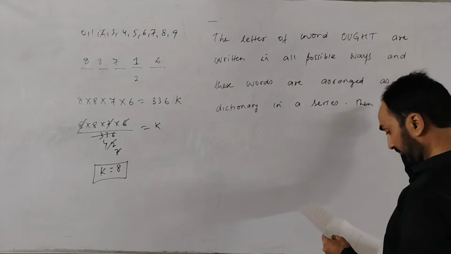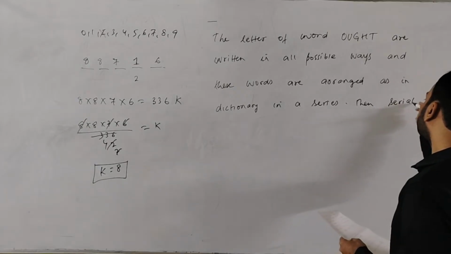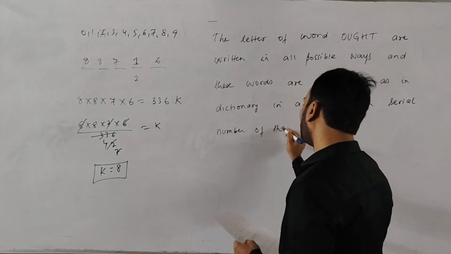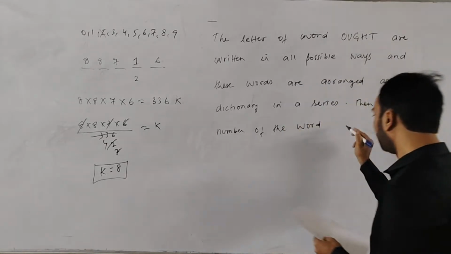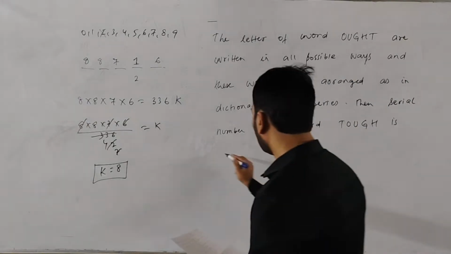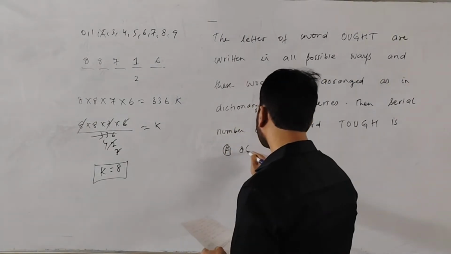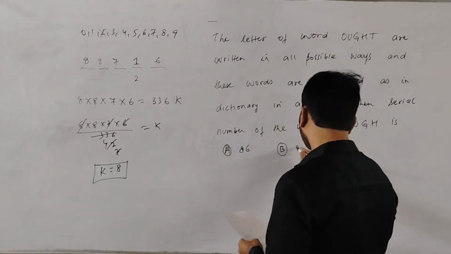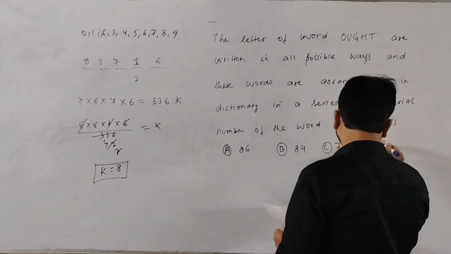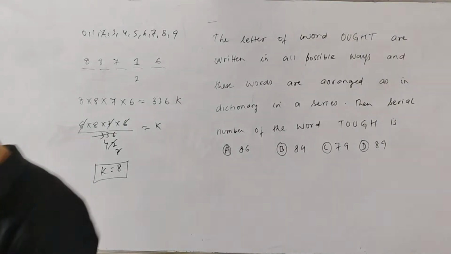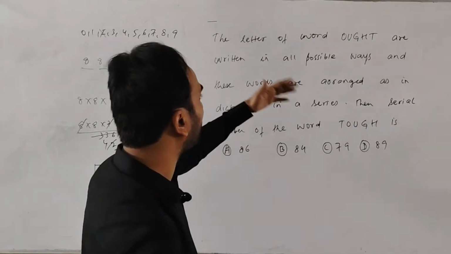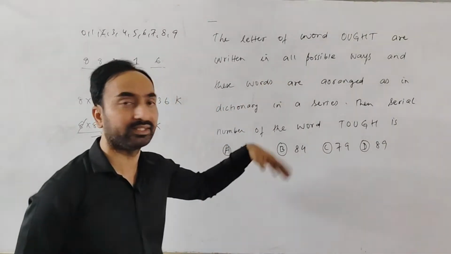Then the serial number of the word TOUGH is, okay, TOUGH is, options are A 86, B 84, C 79, and D 89. Okay, so what we are rearranging? Actually it is arranging. We are writing OUGST in all possible ways in the format of a dictionary.